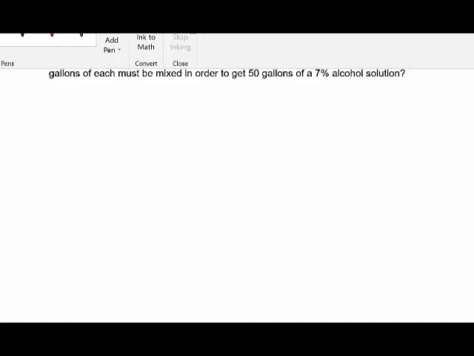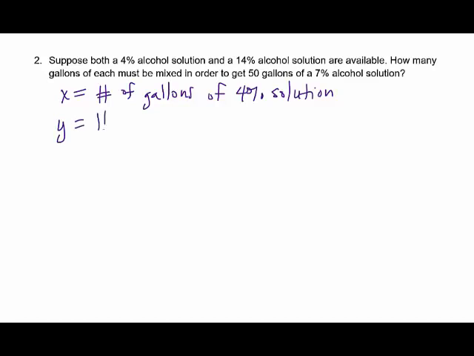And let's take a look at one more example. Suppose both a 4% alcohol solution and a 14% solution are available. How many gallons of each must be mixed in order to get 50 gallons of a 7% alcohol solution? Okay, so we go to the question, and it says how many gallons of each. So we're going to let x be the number of gallons of the first solution, and that was the 4%, and y be the number of gallons of the second, which is the 14%.